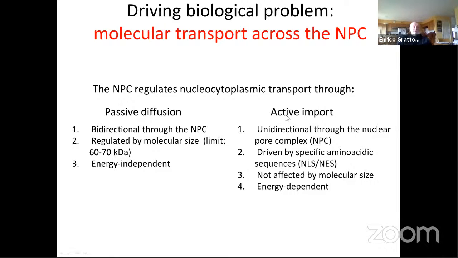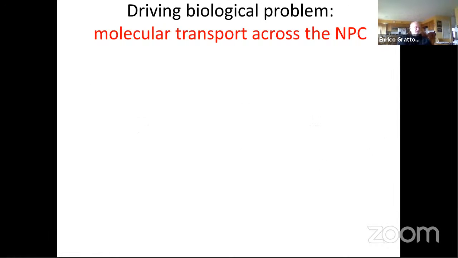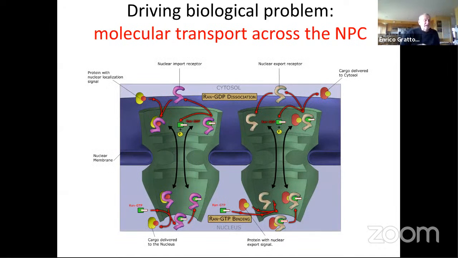Active import is instead unidirectional, so it can be from the cytoplasm to the nucleus or the reverse. It is not affected very much by molecular size, so we don't know how, but it's energy dependent, so it requires ATP, sorry. Okay, so let us see how that occurs.